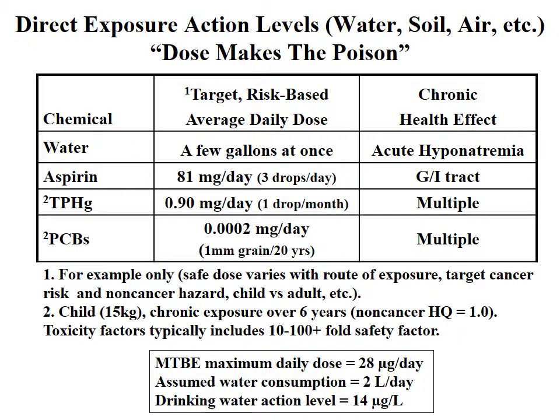So now we have these average daily doses. How do we develop action levels from these? Well, here's an example for MTBE. The maximum daily dose that the toxicologists agree on from the toxicity factors is 28 micrograms per day. Let's assume you drink 2 liters of water per day. Here we're looking at adult exposure over many, many years. So what's the drinking water action level? Well, it's 28 divided by 2. It's 14 micrograms per liter. That's really how simple risk assessment is. It can look really complicated in the strange language they use to prepare risk assessments, but that's all it is. We just do this backwards to calculate action levels.